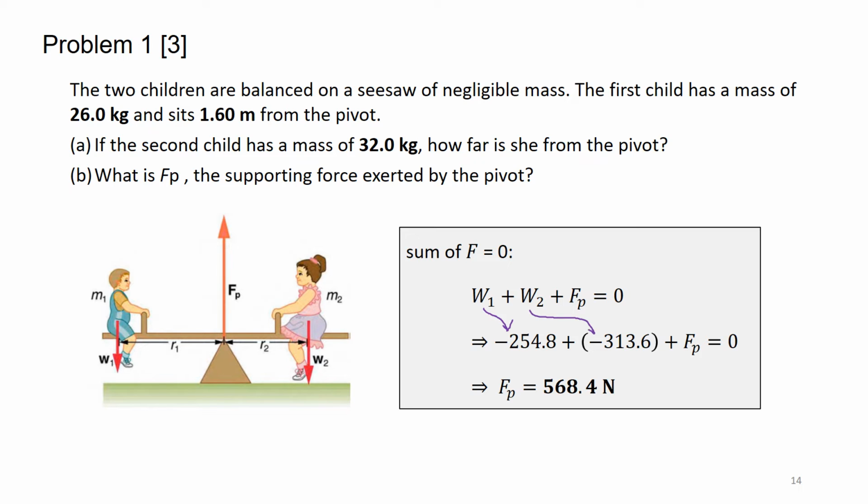Now for W1 and W2, you can see we're plugging in negative values. And why is that? Because the weight is pointing down. So remember, pointing down means negative, pointing up means positive. So you plug in negative values for the W's, then FP is what you're solving for. Rearrange and solve, we get force equals 568.4 newtons. So basically the force of the pivot is the same as the combined weight of the people here. And that's not surprising because however much weight is trying to pull the system down, the pivot has to counter it by applying the same force in the opposite direction. So that's what we get for the pivot force.